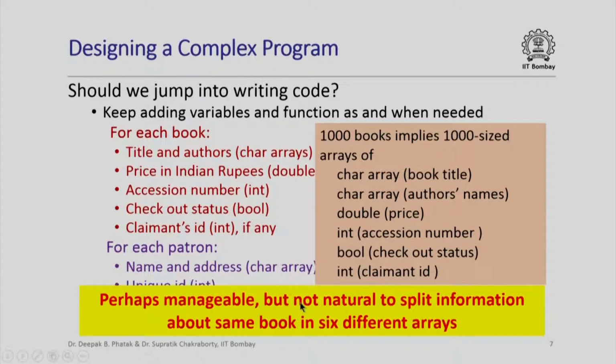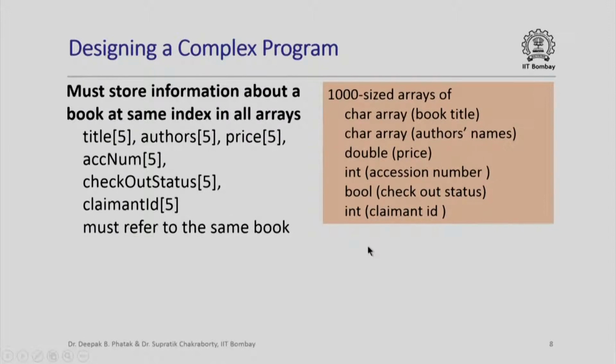But you would certainly agree that it is not natural to split information about the same book in 6 different arrays. And let us see what kind of a situation might arise if I did indeed store information about the same book in 6 different arrays. Now, since the information about the same book is stored in the array title and also in the array price and also in the array accession number, how will I find out the price of the book whose title is stored in the array book title at a particular index? How will I find out the accession number of that book?